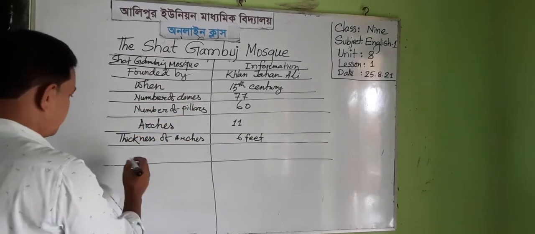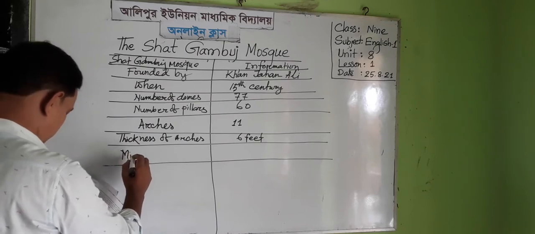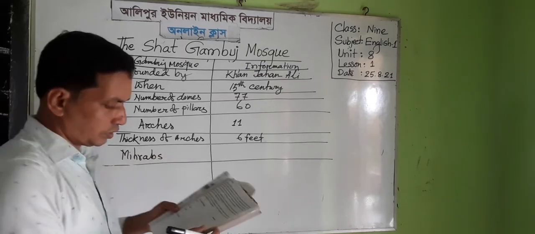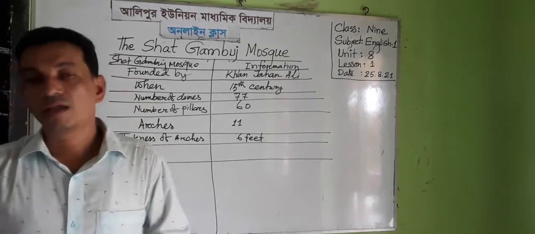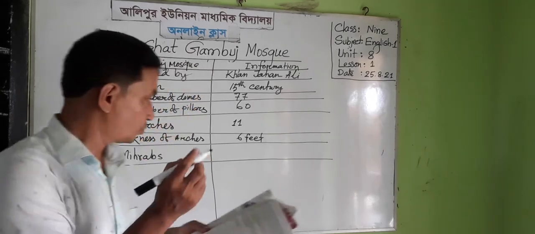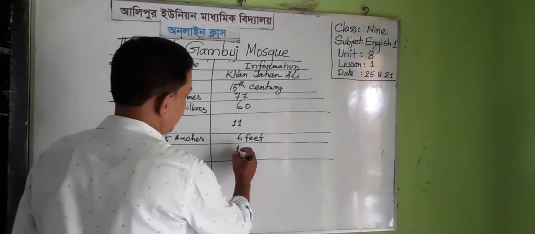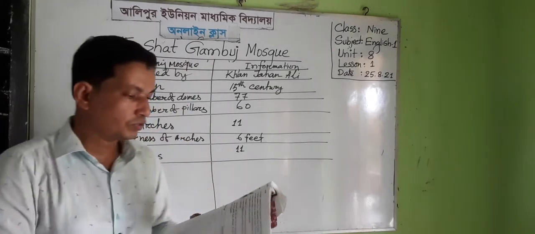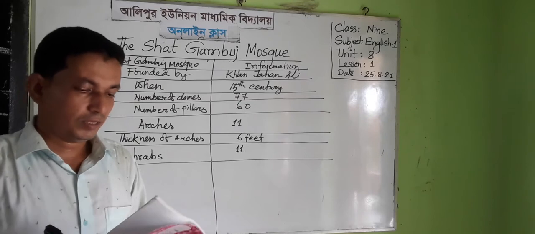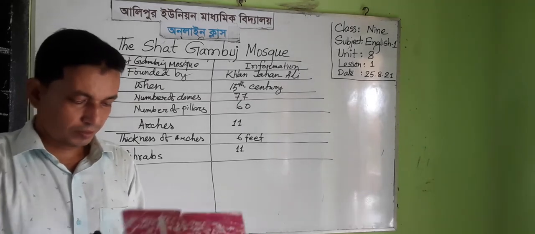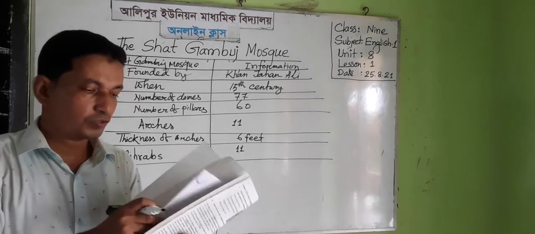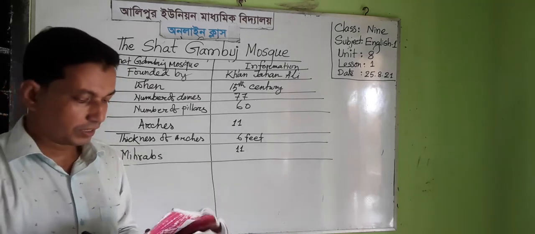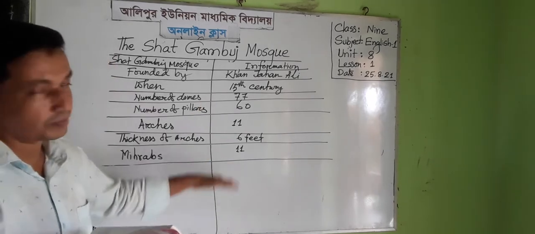And last, mirrors. We know that there are 11 mirrors in the building. So we may write here 11. So this is the answer of the question. The text wants the student to answer the information. So you may write the information in this way.